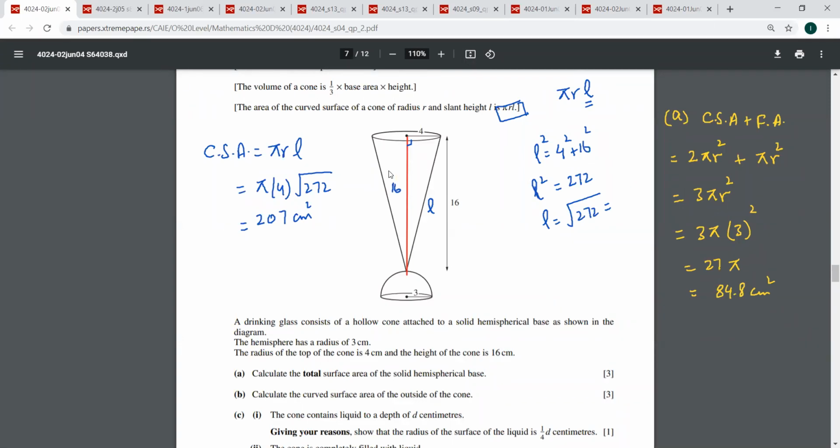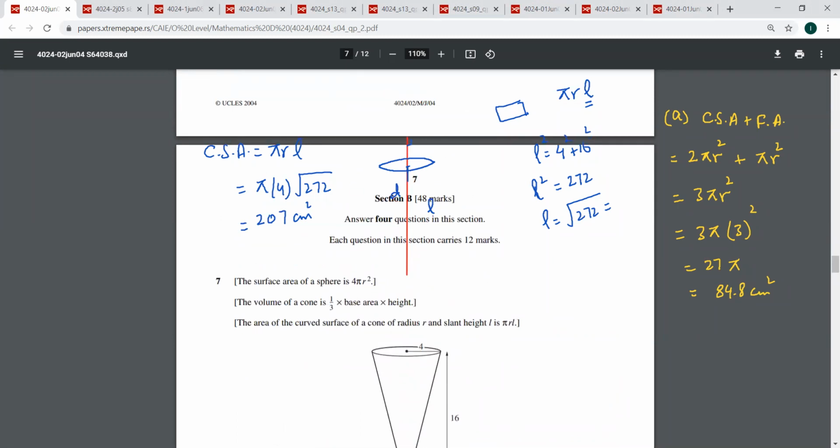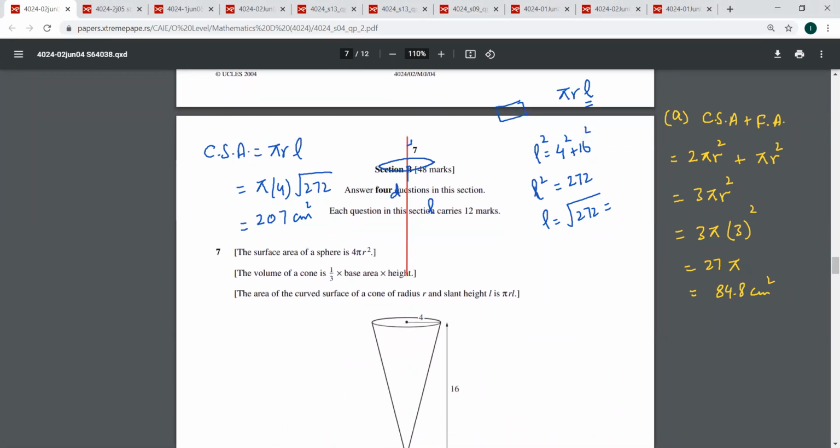Okay, let me show you. Suppose you have the liquid here like this, up to a depth of d over here. So this depth is going to be, let me erase this and write it as d. Can you please note down the year of this paper, because then I have to mention this. This is from June '04. Okay, paper 2, question number 7.